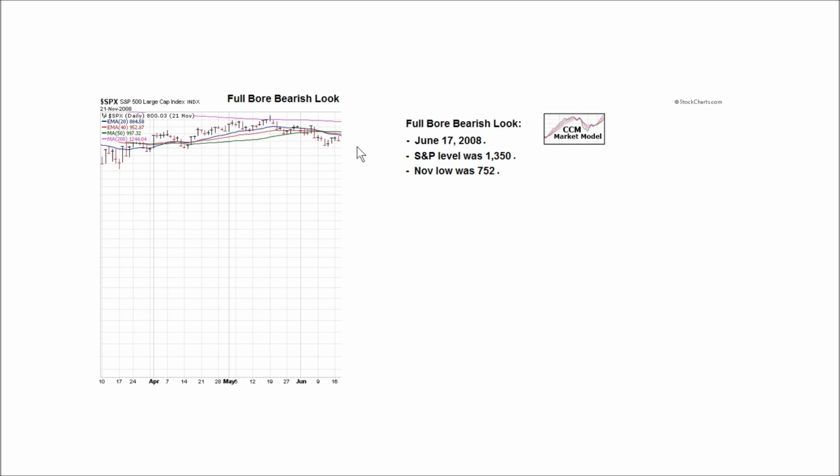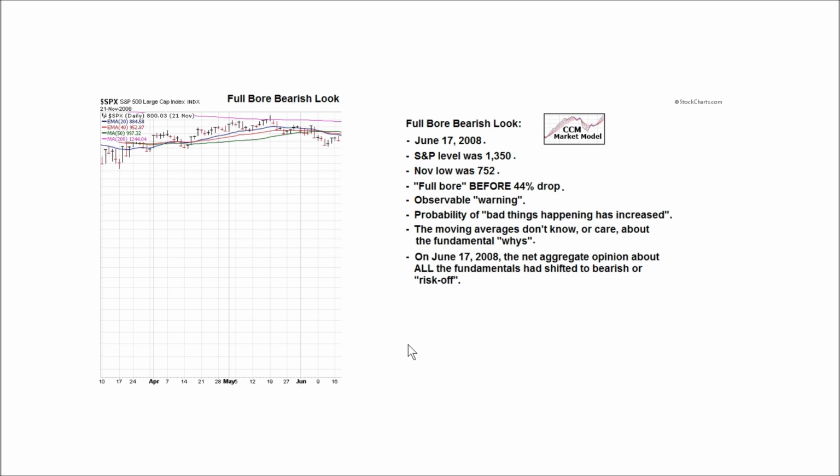We have this waving yellow flags June 17th, when the S&P 500 was at 1350. This look is observable before the 44% drop that took place between this level and this level. We know from our opening that a full-bore bearish look tells us here on June 17th, 2008, with the S&P 500 trading at 1350, that the probability of bad things happening has increased.